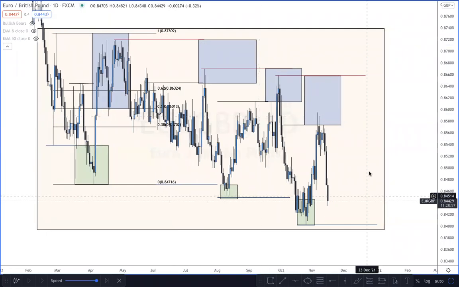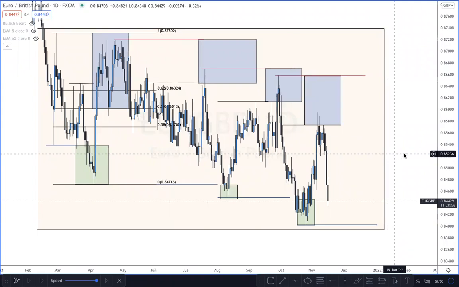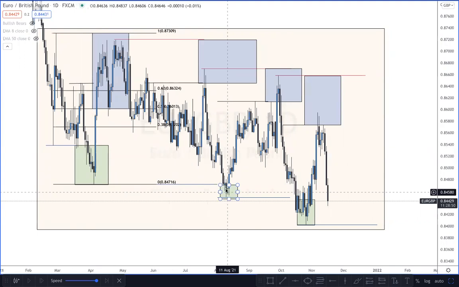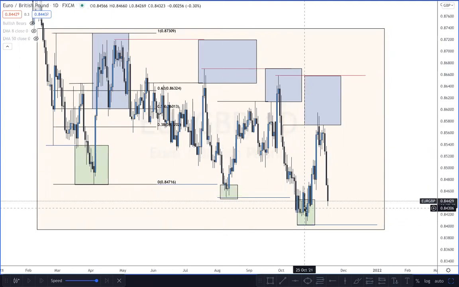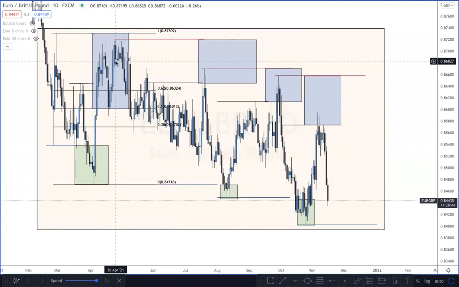So I'm going to continue from where I left off, right? Like I said, these zones, we don't sell here. Why? Because we're in a sell structure. Here, we sell. Here, we sell. Here, we sell.